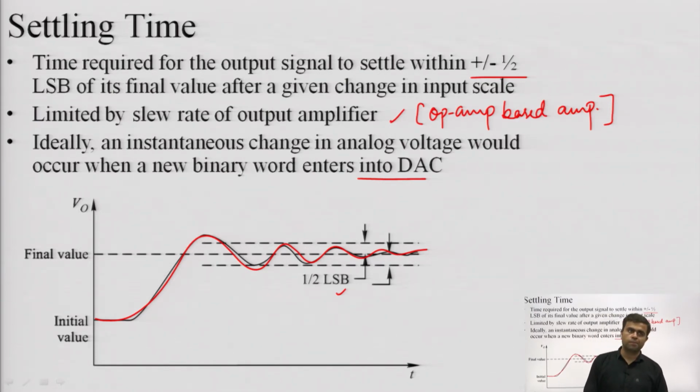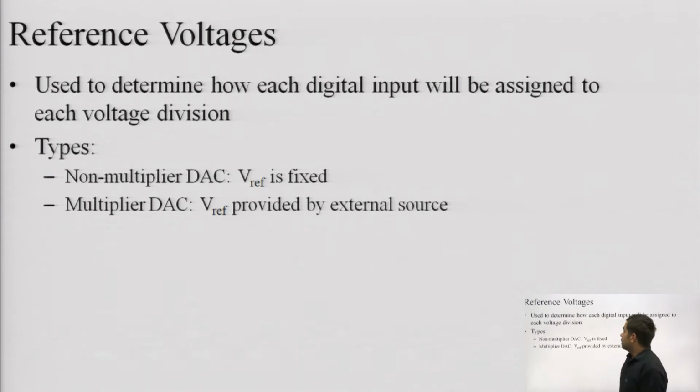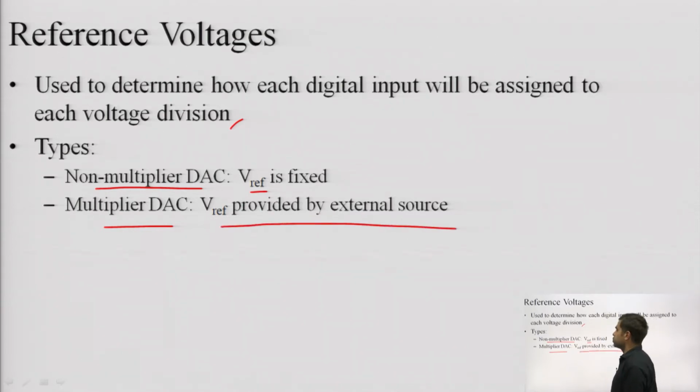If my output is within half LSB, either plus or minus, we will be considering it as a stable output. Okay. Now coming to the reference voltages, it is used to determine how digital input will be assigned to each voltage division. Okay. So this reference voltage can be fixed or can be decided by external source. So in non-multiplier type DAC, non-multiplier means one-on-one relation will be there. There will be no scaling factor. And in case of a multiplier type of DAC, V reference will be provided by external source. So this is the reference voltage characteristic.